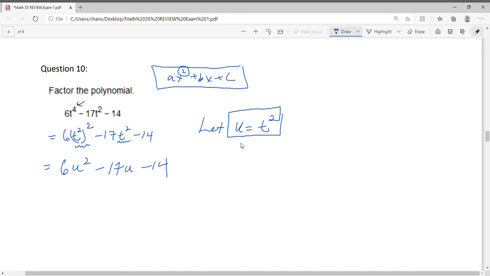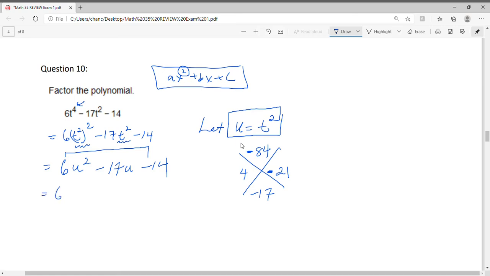Now this is going to be the AC method. We have 6 times negative 14. That gives me negative 84. And we'll have negative 17 on the bottom. So let's figure out the two numbers that multiply to get negative 84 but add up to negative 17. And the two numbers are 4 and 21. And so which one has to be negative? It has to be negative 21 because that's the only way to add up to get negative 17.